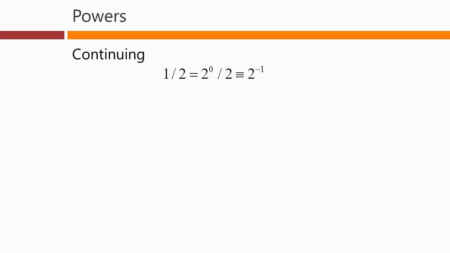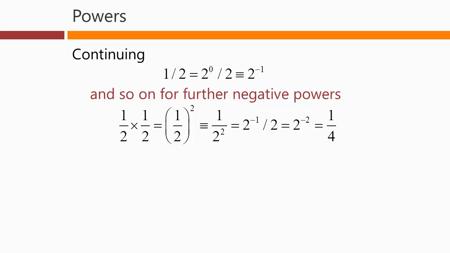And so we can keep going. 1/2, which is 2 to the power 0 divided by 2, we can write as 2 to the power minus 1, just taking another 1 off the power as we divide by 2 again. And we can keep going for further negative powers. 1/2 times 1/2, which we can think of as 1/2 squared, is just 1 over 2 squared, of course. And it's also 2 to the power minus 1 divided by 2, so it's 2 to the power minus 2. So 1/2 squared, which is obviously equal to 1/4, we can also write as 2 to the power minus 2.